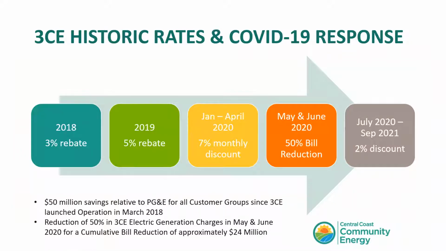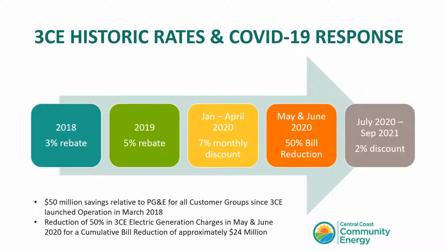Now, historically, the way that our rates and our customer savings were structured is that we started out in 2018 and 2019 with an annual rebate model. So we would say that in 2018, every customer would receive a 3% rebate off of their bill generation charges at the end of the year. In 2019, we increased that rebate to 5%. But we did realize, also receiving feedback from ratepayers, that ultimately folks don't necessarily want to wait an entire year to see their discount.